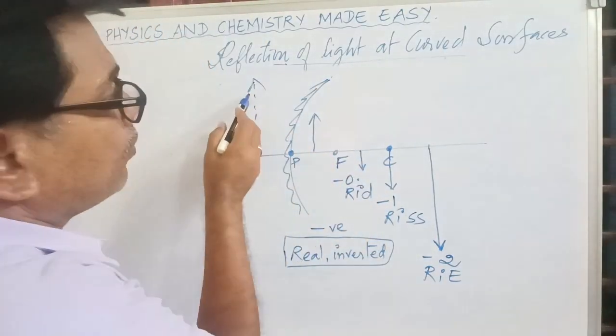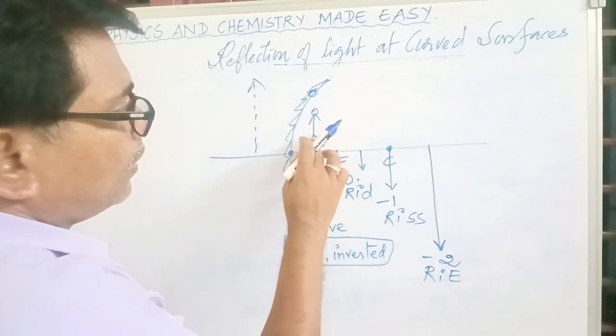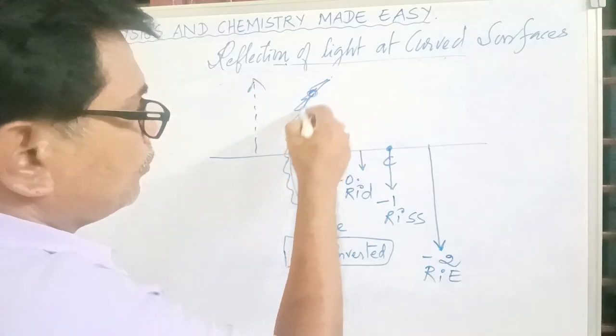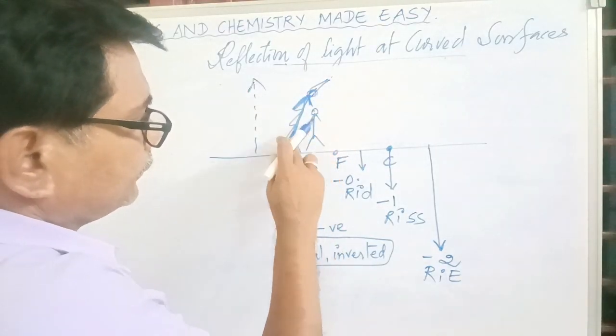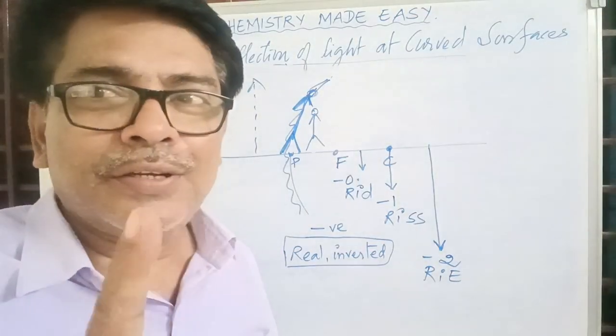Let me draw the same thing. It's like this. Suppose your head and hands and legs. So your image is like this in the mirror. You are here. It's like that. It's not plane mirror. It is not plane mirror.